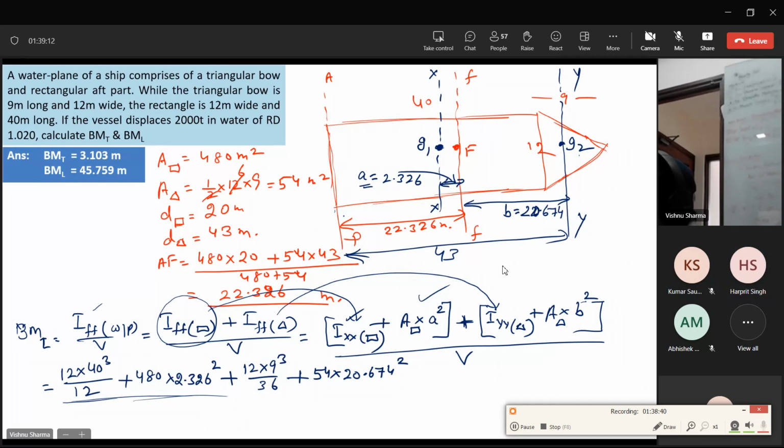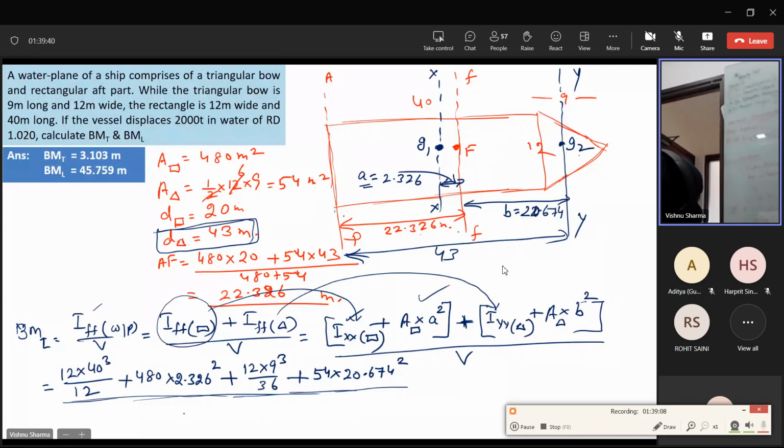Yes, sir. And what is the distance of FF from A? 22.326, right? Sir, 43 or 44.5? This will be half, no? It will be 2/3 of, no, 1/3 of. One second. Sir, what is written here? Yes, understood. Yes, sir. 1/3 of it from the geometric center. Oh, I was doing half. Yes, sir. Sorry, sir.